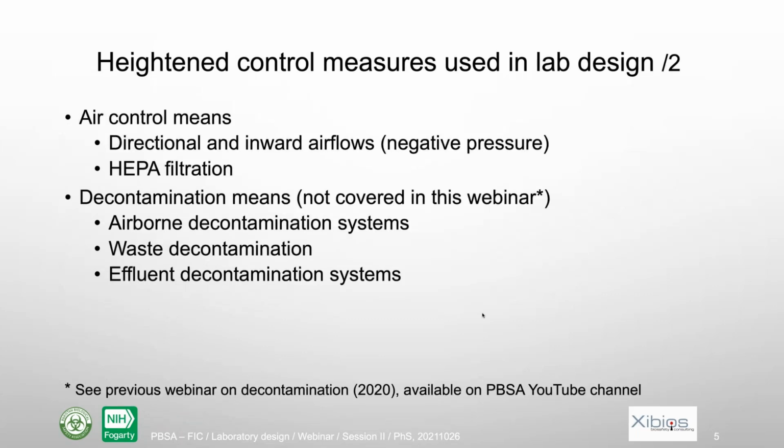Other ways to have higher control measures could be to work on the air control means. So we could provide a directional airflow, an airflow that goes from outside to inside to keep everything inside and thus create a negative pressure. We could also use some filters, mainly HEPA filters. And then we could also work on more developed decontamination means, like airborne decontamination systems, like VHP treatment, like an increased way to decontaminate waste, and also effluent decontamination systems.